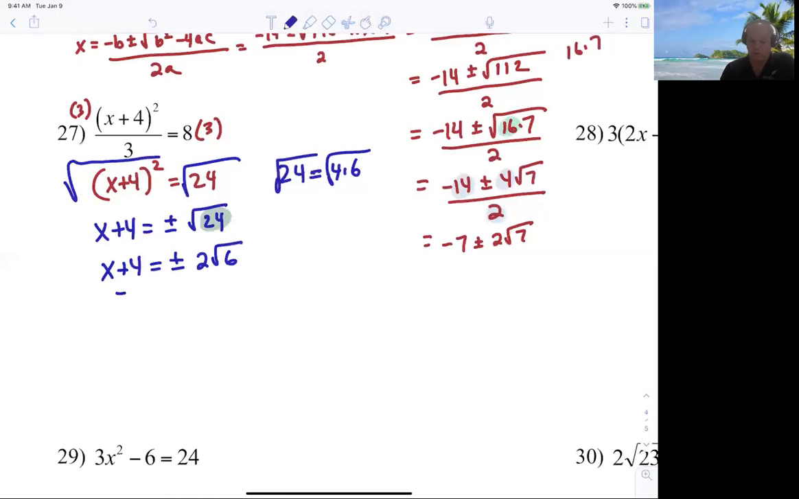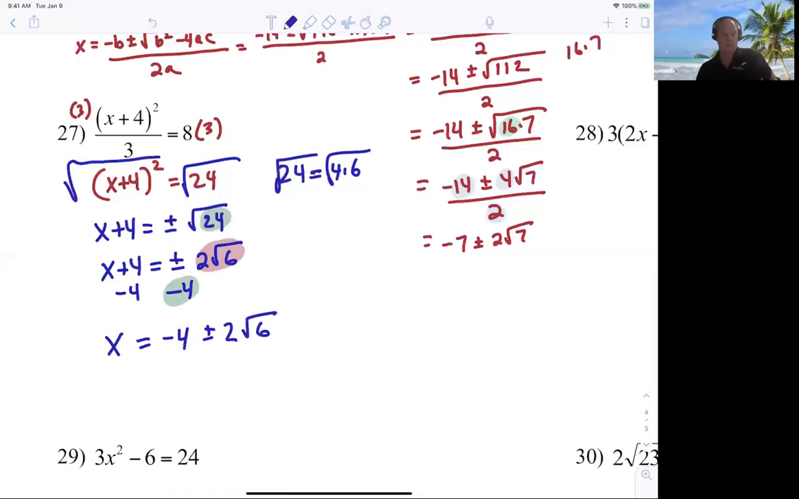Then we subtract 4 from both sides. And once again, I'm just stressing, this is a rational number. This is irrational, so you cannot combine those. So you just say x equals negative 4 plus or minus 2 radical 6. Okay? And you're done. Last one.